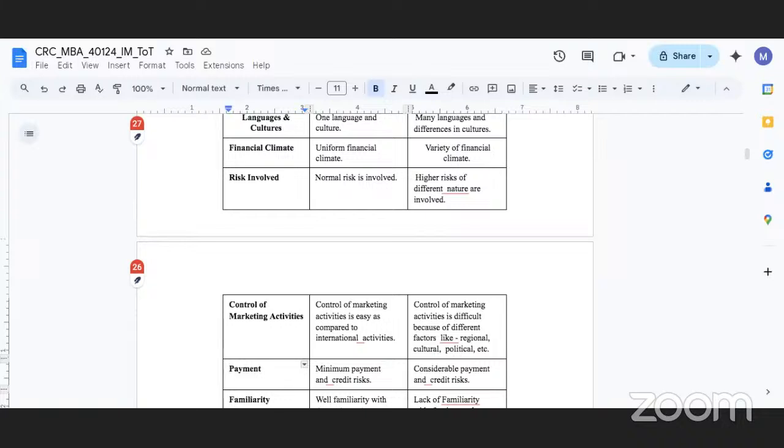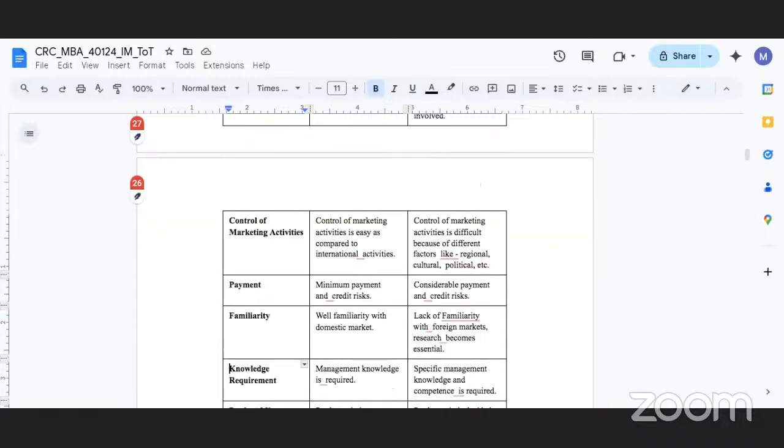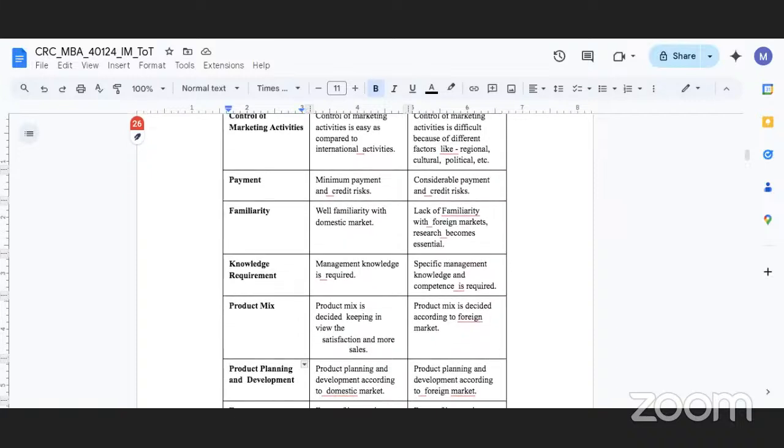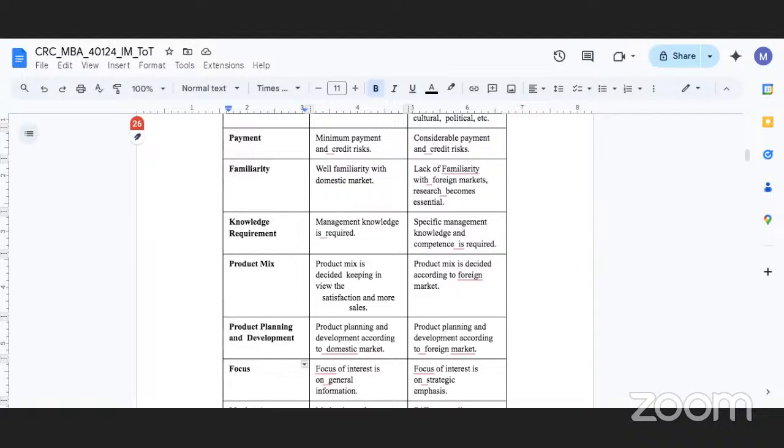involved. The risk involved is normal, whereas the risk is higher in the international market because we don't know that market. The control of marketing activities is far easier in the domestic market, whereas it's a little more different and challenging because of the regional, cultural, political differences across countries. Payment risk, we know, is far less within the nation as compared to the different currencies that are available across the country. The familiarity, you know what your market is like locally. However, that doesn't apply elsewhere.